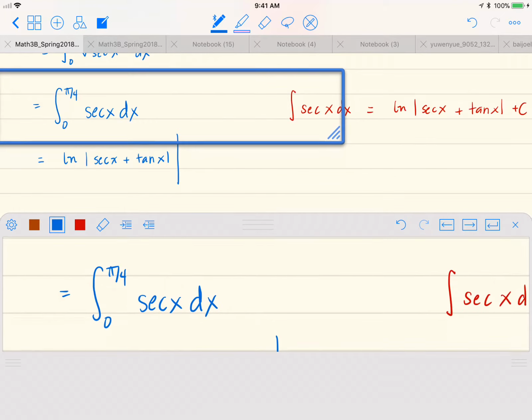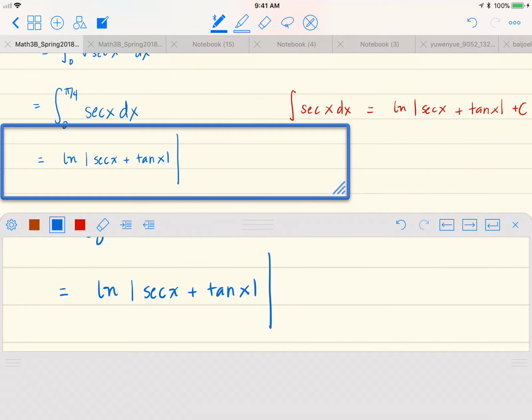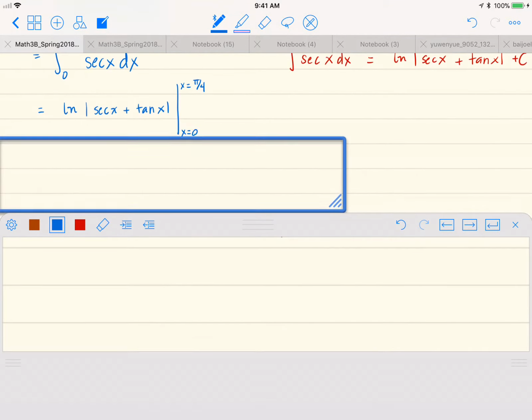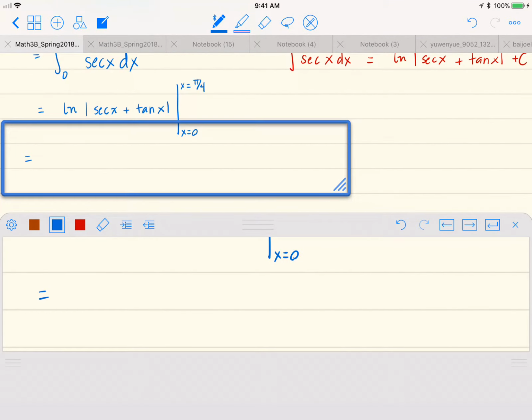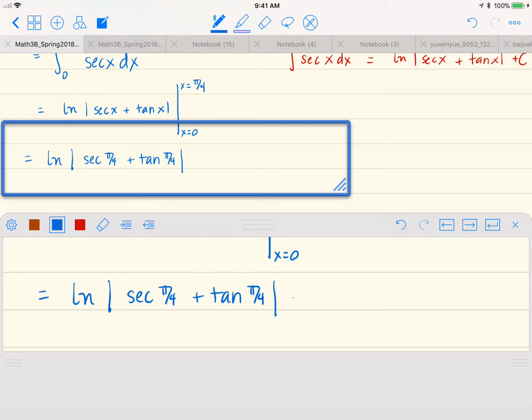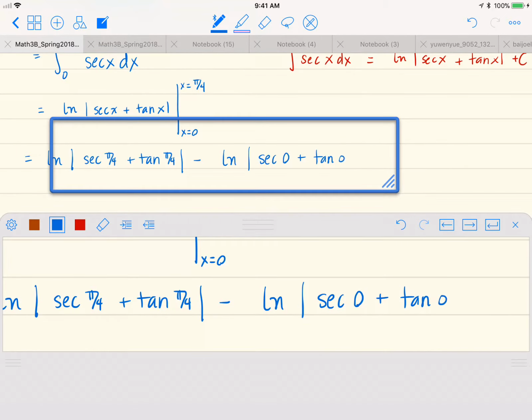And this is evaluated from x equals 0 to x equals pi over 4, sorry. Okay, so this is going to equal the natural log of secant of pi over 4 plus tangent of pi over 4 minus the natural log of secant of 0 plus tangent of 0.